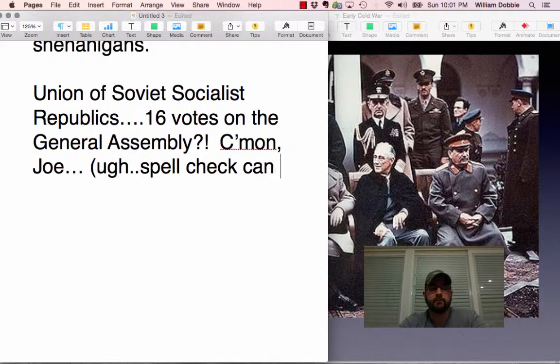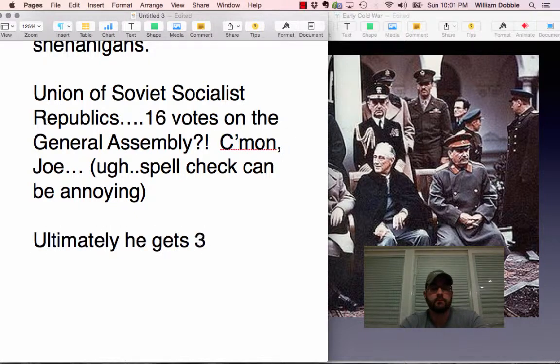But Stalin would still get 3 out of it. So Stalin gets a vote in the General Assembly for Russia, Ukraine, and Belarus. So they're still going to get 3 votes out of the deal, and then they still have the seat on the Security Council. So the Soviet Union starts off in a pretty good position in this new United Nations.